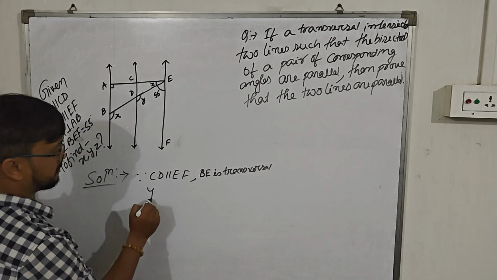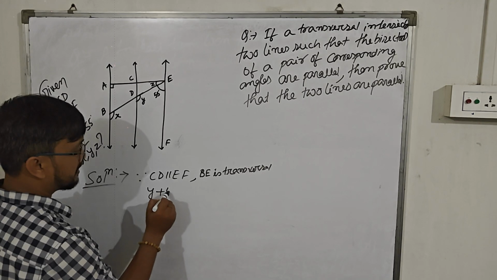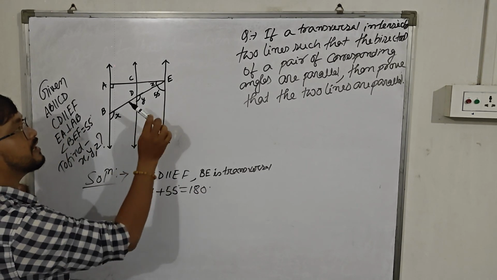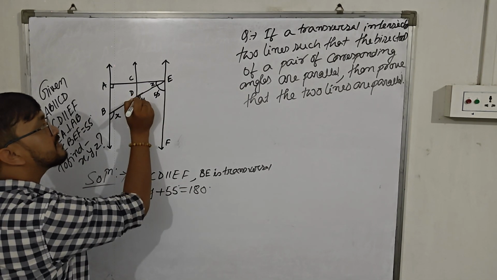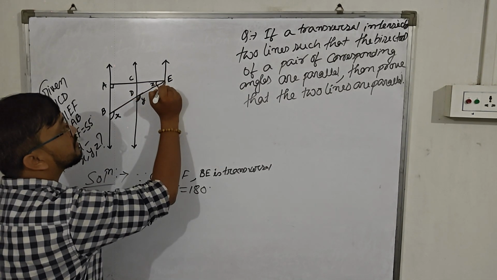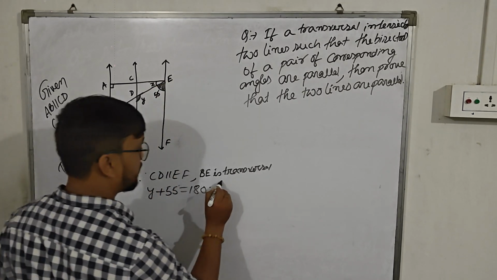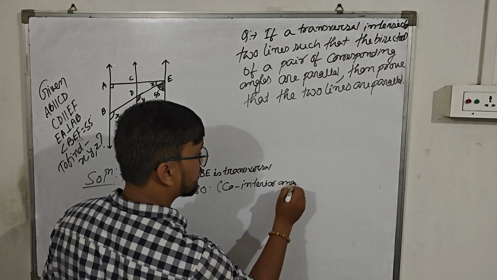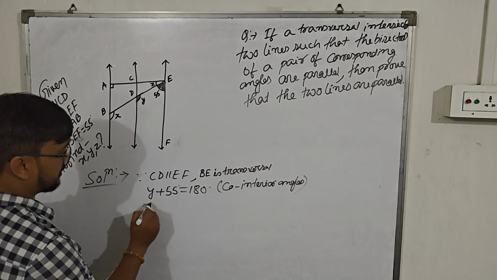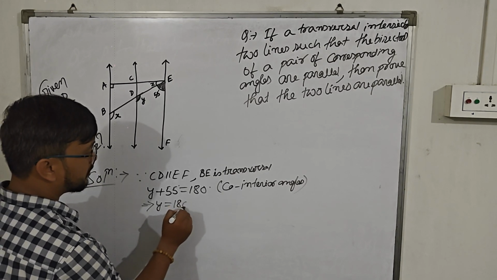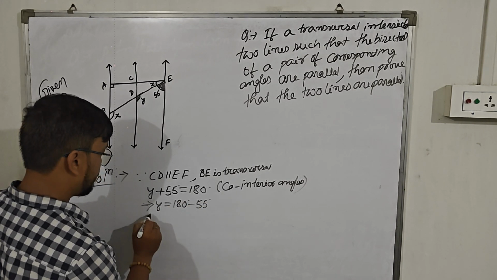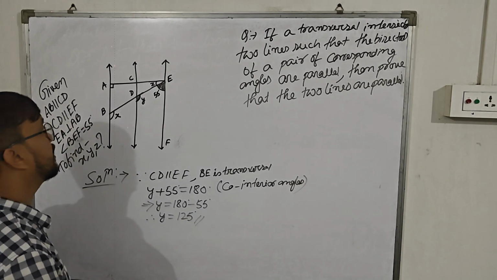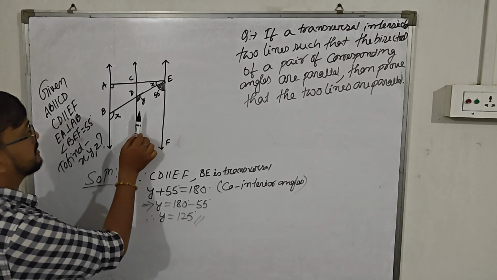I can say this Y plus 55 degree. Two lines are parallel and one is the transversal. So I can say this angle and this angle, they are co-interior angles. From here, if we try to find Y, how much will it be? Y is equal to 125 degree.